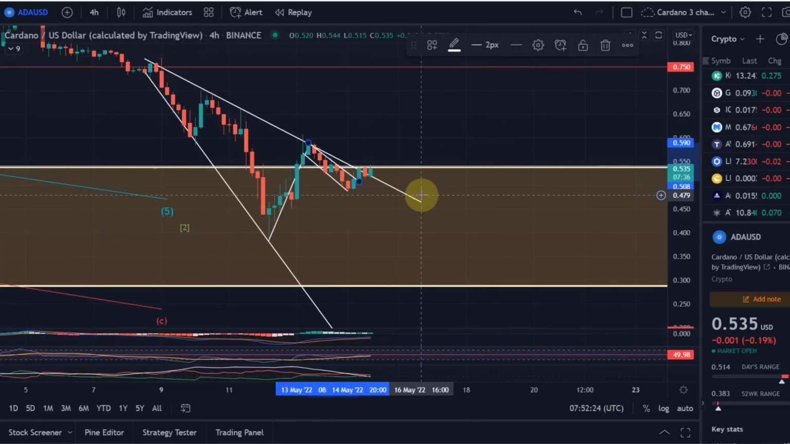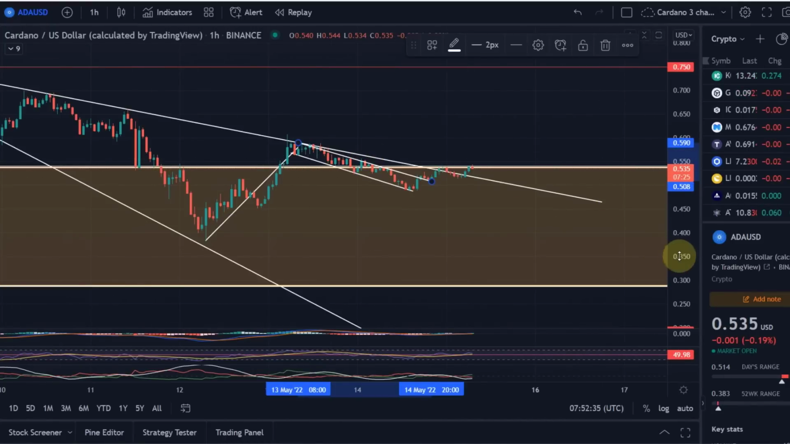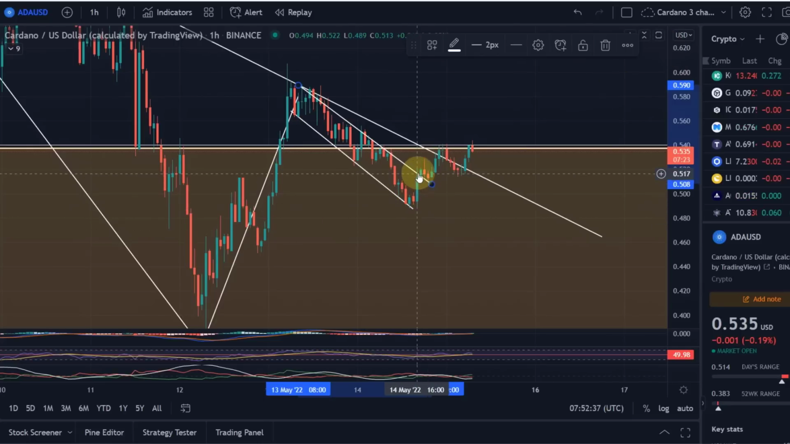And this descending broadening wedge, which is also like a descending wedge, a generally bullish pattern, at least you can see it like that, currently looks like we are breaking to the upside, after we made a first breakout out of the bull flag. That was after my last update.